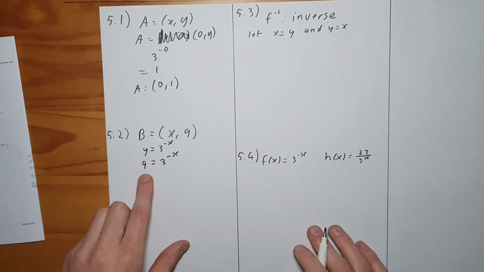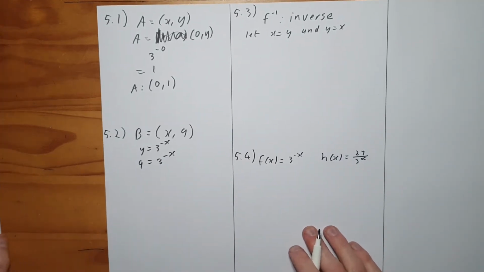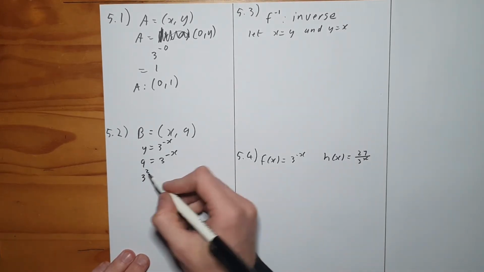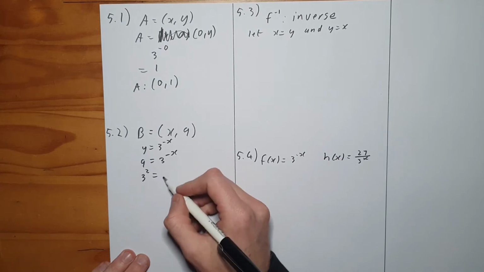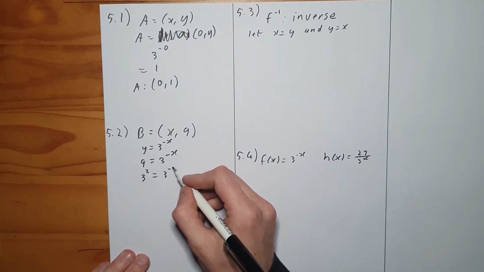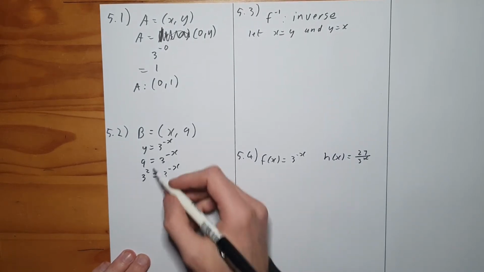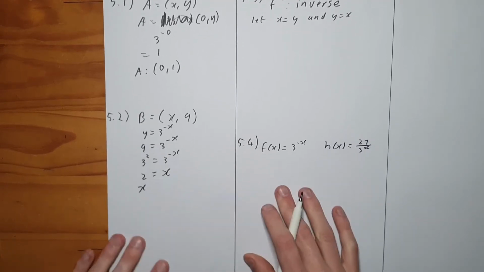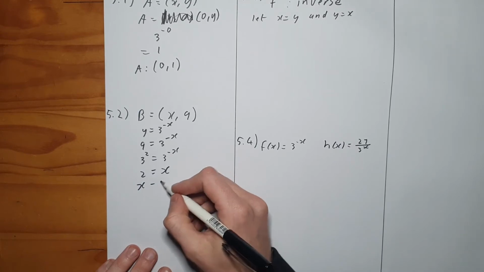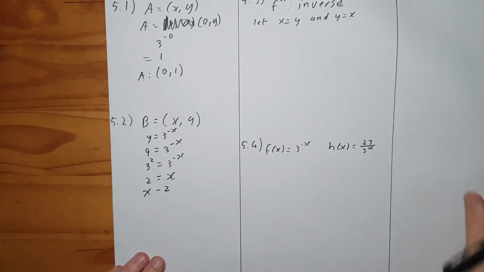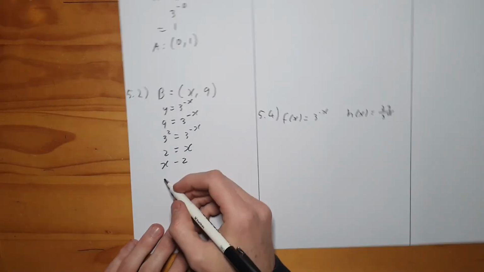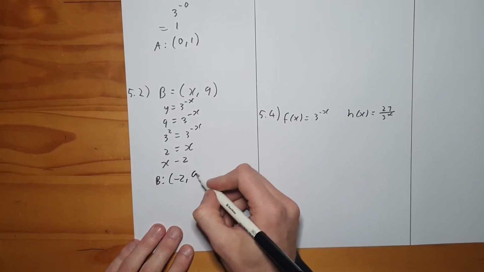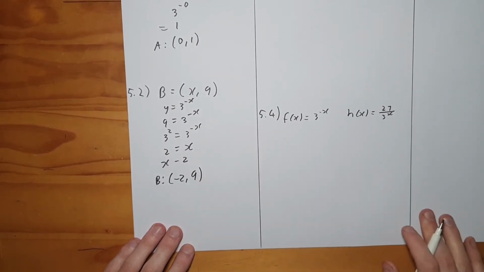Okay, exponent rules, we can break 9 into exponent form. That is just 3 to the power of 2 equals 3 to the power of negative x. Exponent rules again, we can drop the bases, so 2 equals negative x. So x is then equivalent to negative 2. So the coordinate for B is given as (-2; 9). Don't forget to write down in coordinate form.